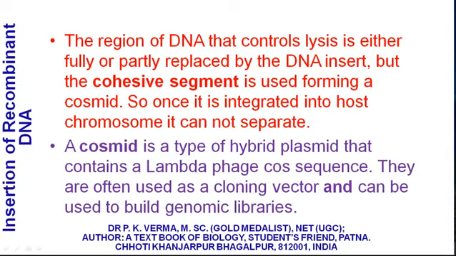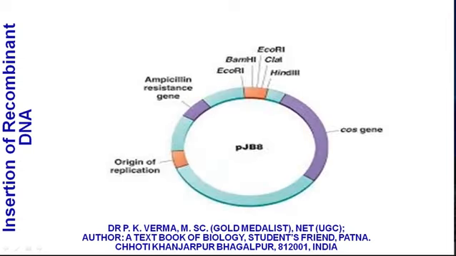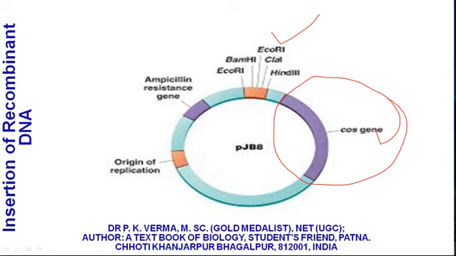A cosmid is a type of hybrid plasmid that contains a lambda phage cos sequence. They are often used as cloning vectors and can be used to build a genomic library. So because of this cos site, integration of the exogenous DNA into the host cell's chromosome is certain. Now in this photograph, you can see that this particular site forms the cos gene, that is a cohesive site through which it becomes integrated into the host cell's chromosome.